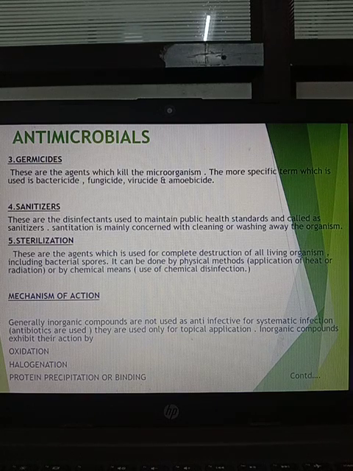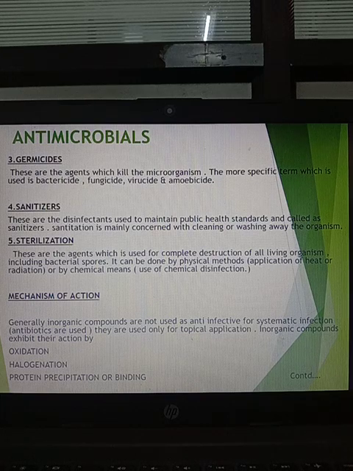Now coming to sanitizer. These are the disinfectants used to maintain public health standards and are called sanitizers. Sanitation is mainly concerned with cleaning or washing away the organism. That means sanitizer can be applied on non-living tissues. They have a high concentration.